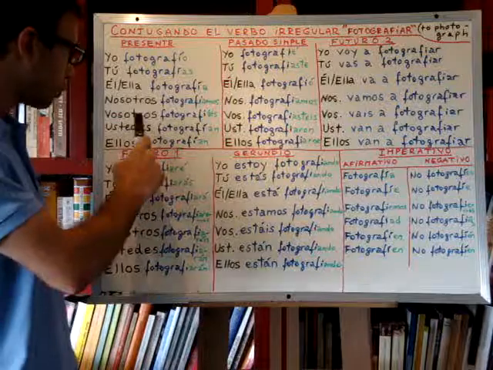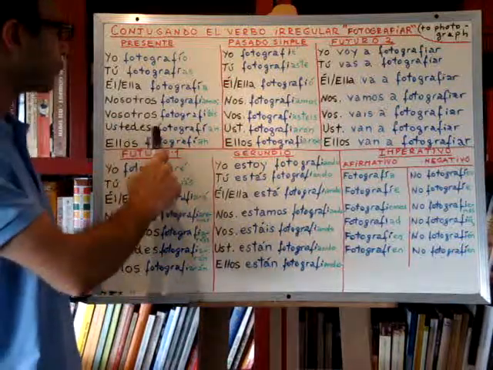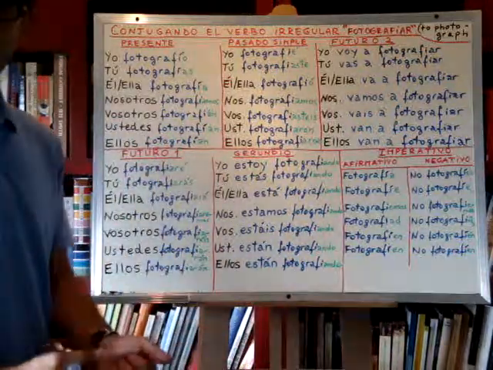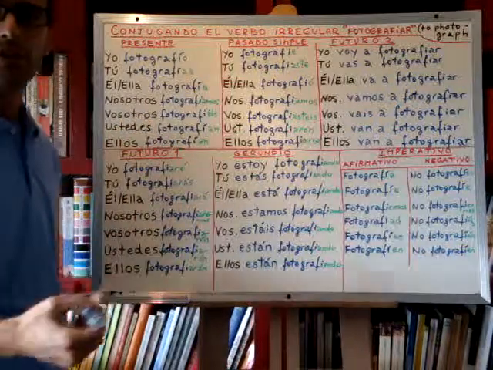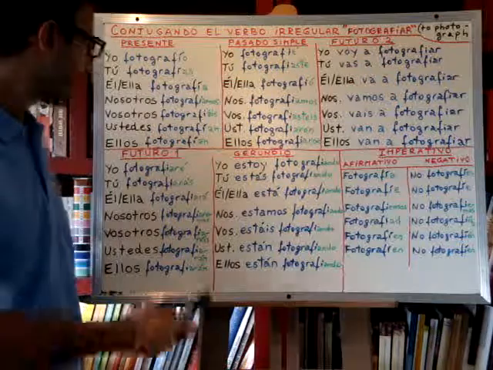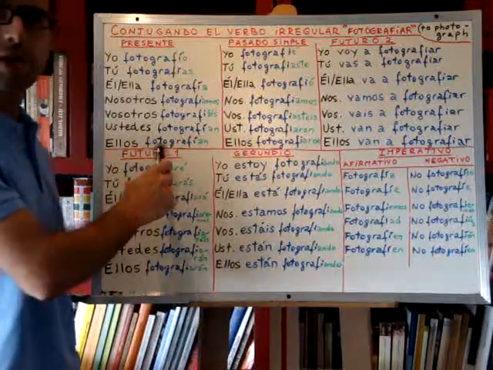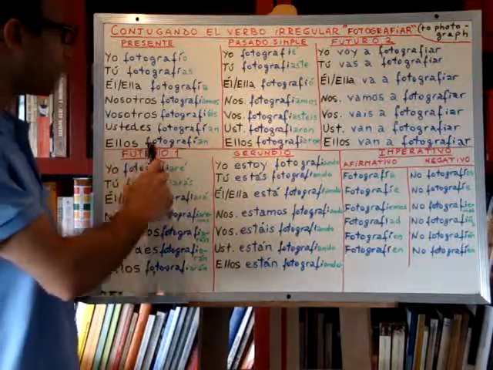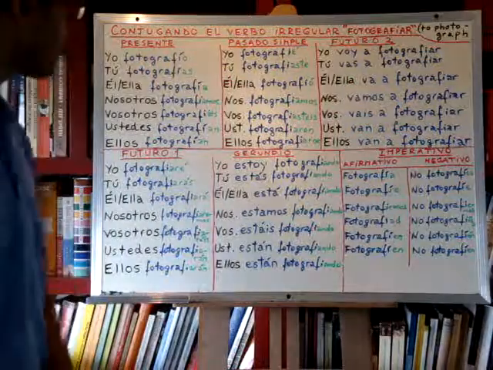Vosotros fotografiáis and ustedes fotografían mean the same thing, remember? Vosotros is what is used in Spain, ustedes is what is used in Latin America. And they take a picture would be ellos fotografían, okay?